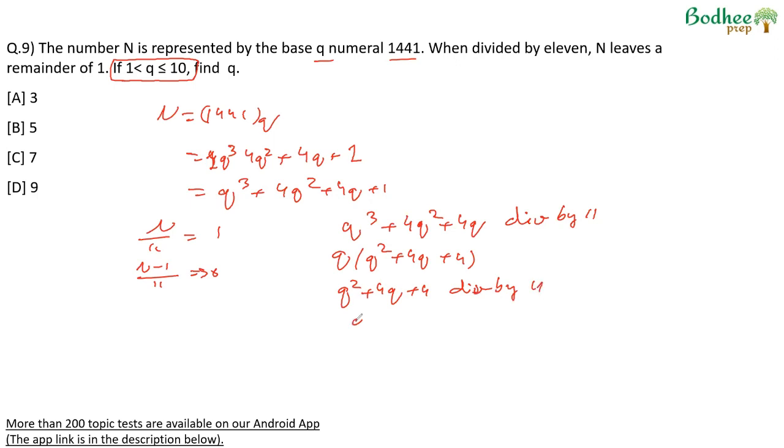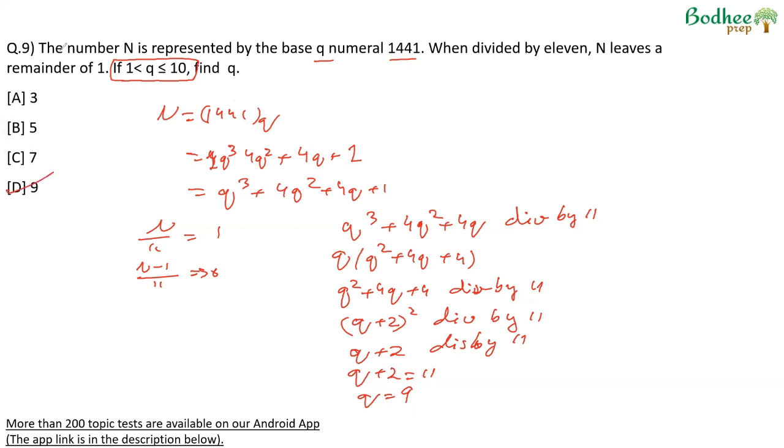Q square plus 4q plus 4 is simply q plus 2 whole square. Q plus 2 whole square should be divisible by 11. That will only happen when q plus 2 is divisible by 11. And the maximum value that q plus 2 can take is 11. So q plus 2 is equal to 11, or q is equal to 9. Because q could be a maximum of 10, the only possibility for q plus 2 to be a multiple of 11 was when q is 9. And that becomes our answer.